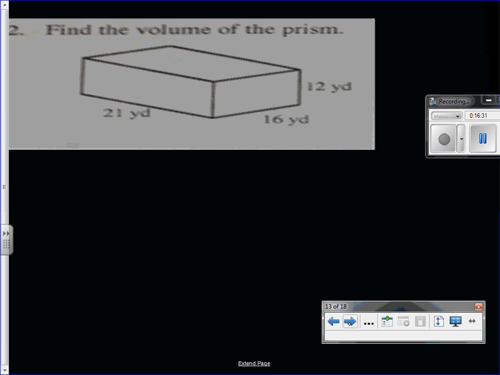Next problem. Find the volume of the prism. The first thing I'm going to do is this. I know my volume needs to be written yards cubed. That's my answer. Let's find the area of the base. 21 times 16.